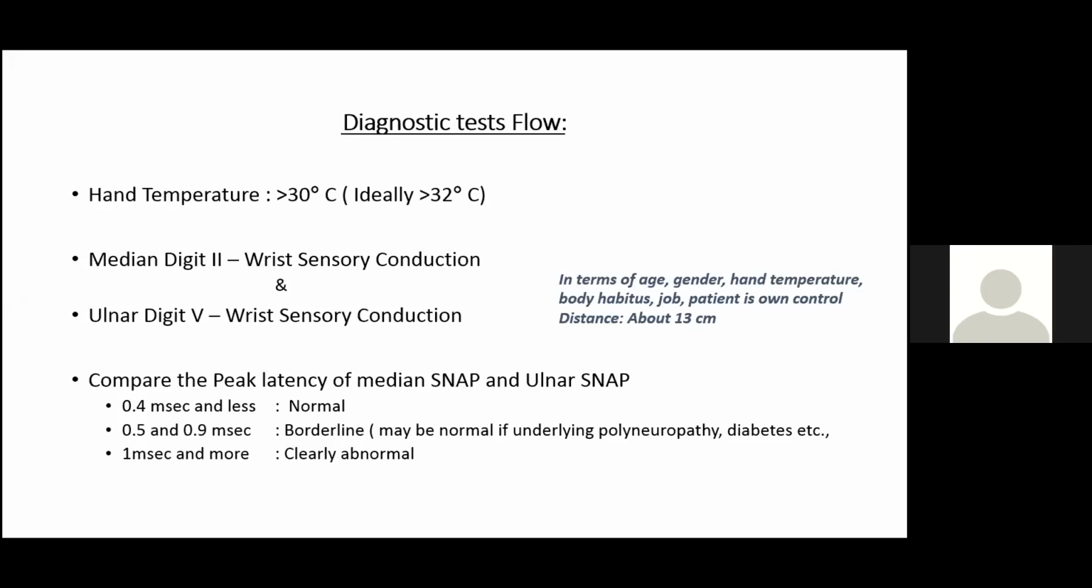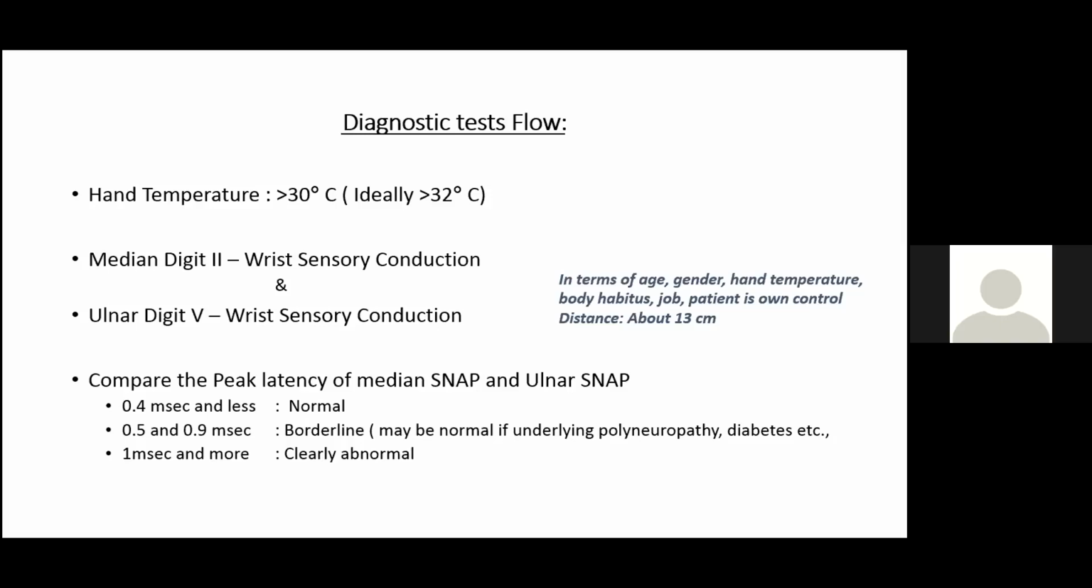Because we are in a cold country, hand temperature is very important, and in any country this holds true. Ideally it should be more than 32, but at least 30 degrees centigrade, because that will affect your latencies and velocities. So first we do a median digit 2 to wrist sensory conduction, and then ulnar digit 5 to wrist sensory conduction. You can do it orthodromically and also antidromically. Most of the American literature is antidromic, so they stimulate the wrist and record in the digit.